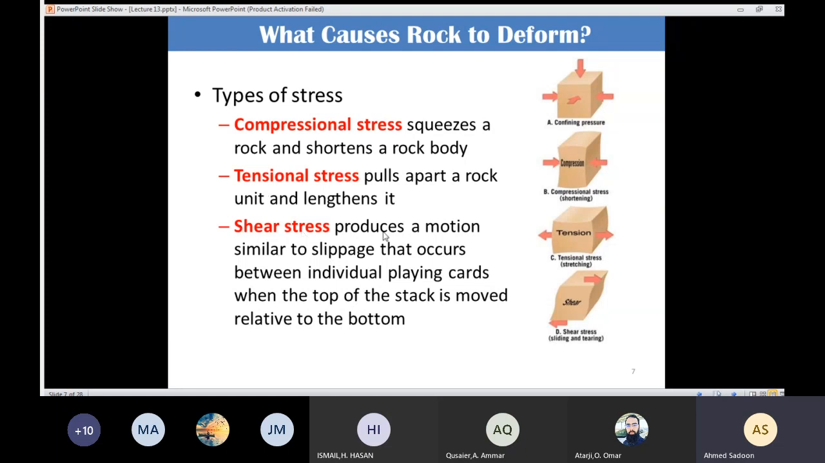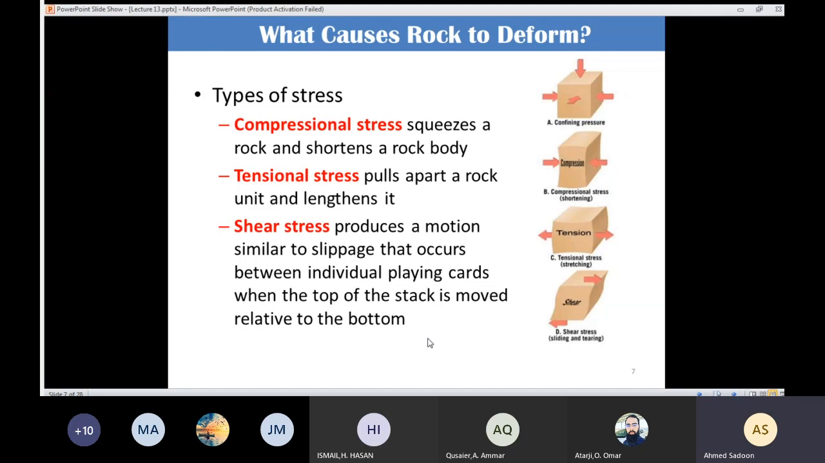So shear stress produces a motion similar to the slippage that occurs between individual playing cards when the top of the stack is moved relative to the bottom. It's just like you have the cards, and you are going to move the top card relative to another.